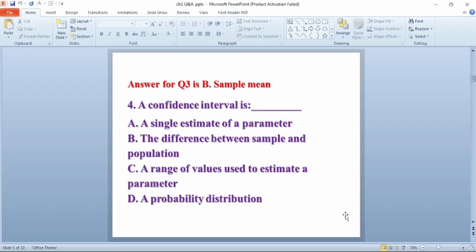Question number 4. A confidence interval is dash. A. A single estimate of a parameter. B. The difference between sample and population. C. A range of values used to estimate a parameter. D. Probability distribution. The answer for this question is C. Range of values used to estimate a parameter.